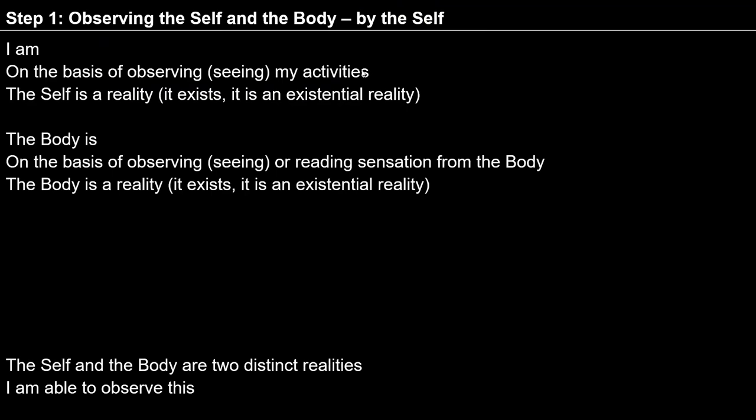On that basis, we can say that self and body are two distinct realities. And I have the potential to see myself, to observe all the activities happening in me. Similarly, I have the potential to observe all the activities happening in the body from surface level to micro, macro, nano level. All activities I can observe. It's a matter of a decision. So the objective of step 1 is to see that two distinct realities exist in coexistence.